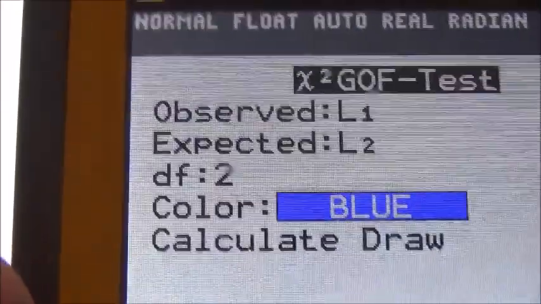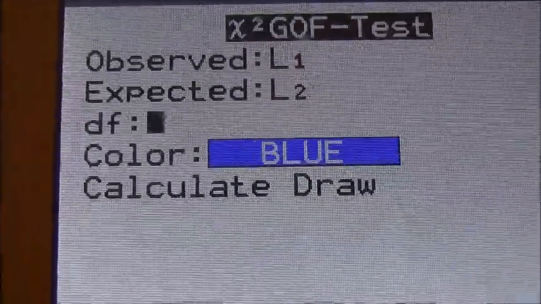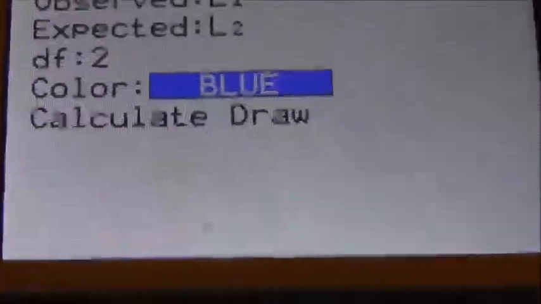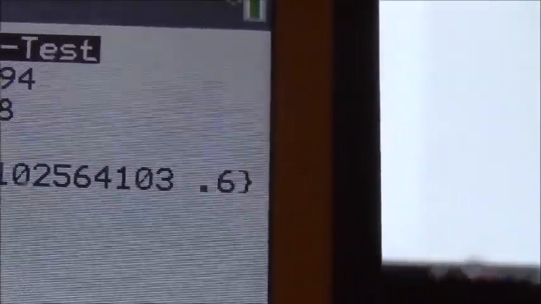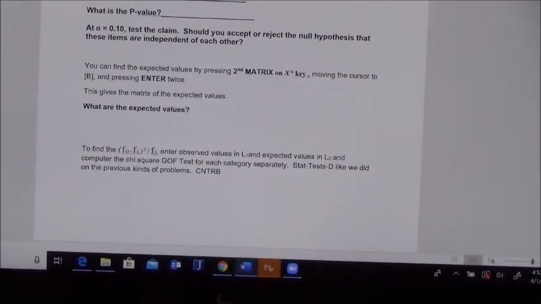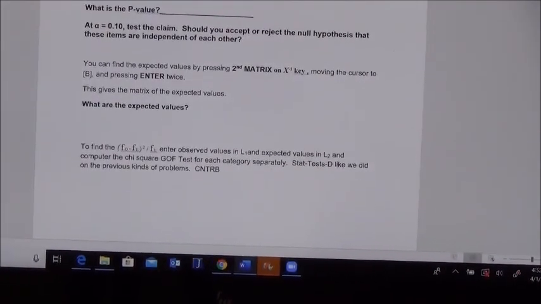Okay, my list 1, my list 2, degree of freedom again is still 2, and I'm going to calculate. And then I'm going to use that CNTRB. And so for the females, the first one 0.344. Then I have 0.10. And then if I cursor over to the last one, I have 0.600. So once we get to one from Alex, you'll see why I did those extra calculations. But we're going to go ahead and go on to the next question here.